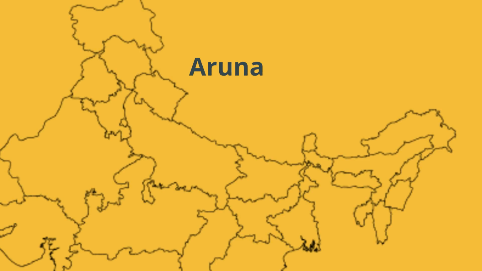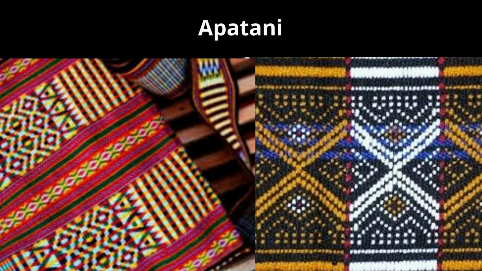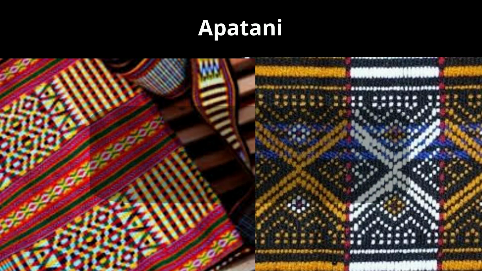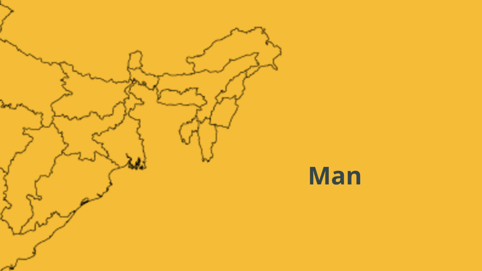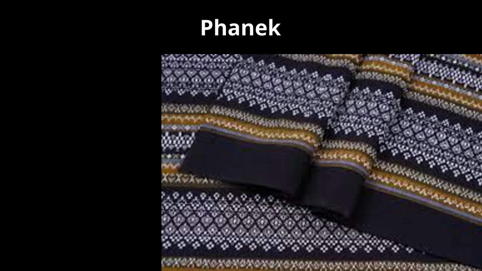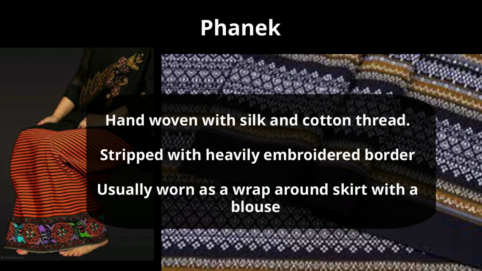Next, from the northeast. From Arunachal Pradesh, there is the traditional Apatani weave, which is from the tribe of Apatani. Beautiful and detailed, this weave creates mostly checked and geometric patterns. Then, from Manipur, we have the famous Phanek patterns. Made from hand-woven silk and cotton, Phanek is usually worn as a wraparound skirt by Manipuri women. It is usually made with colored stripes and heavily embroidered borders, which gives it an elegant and chic look.